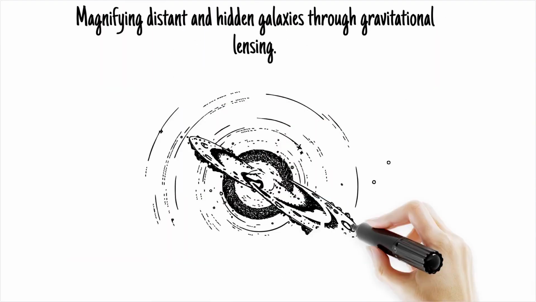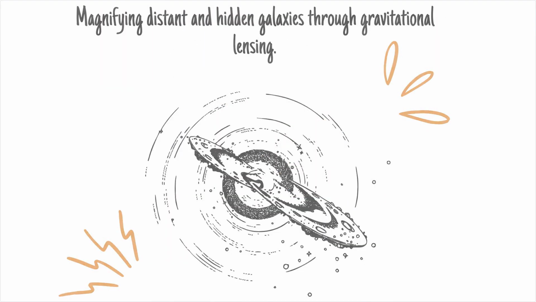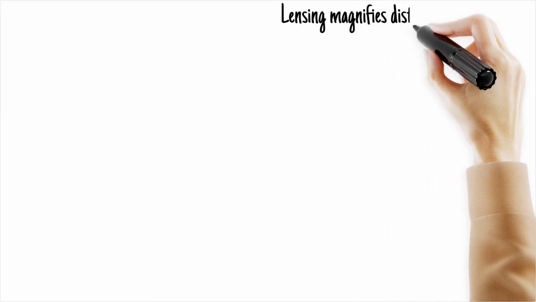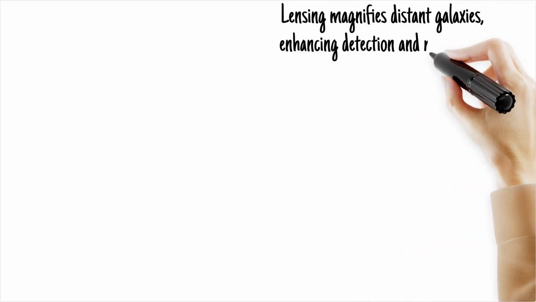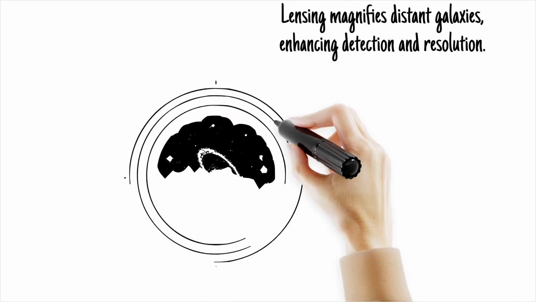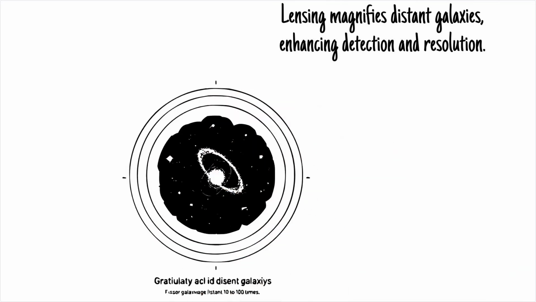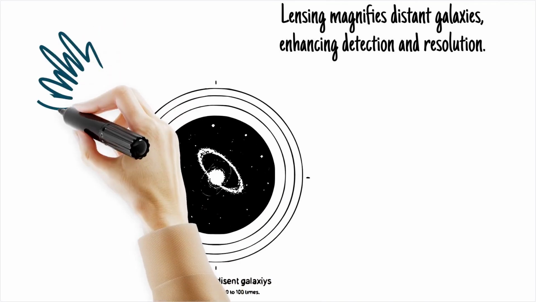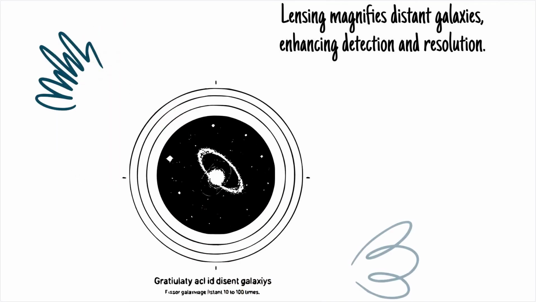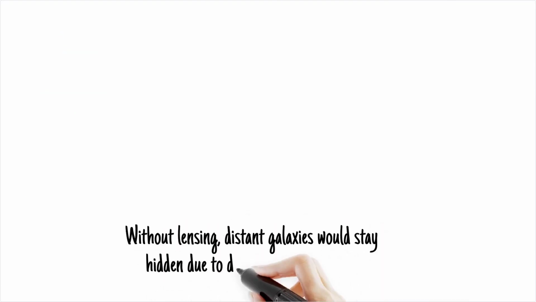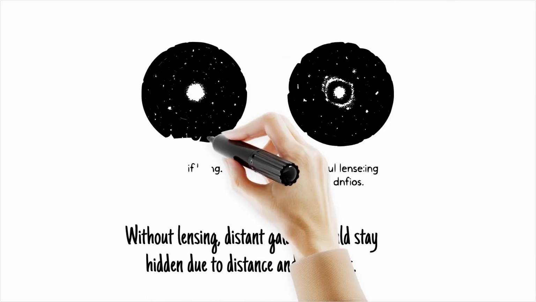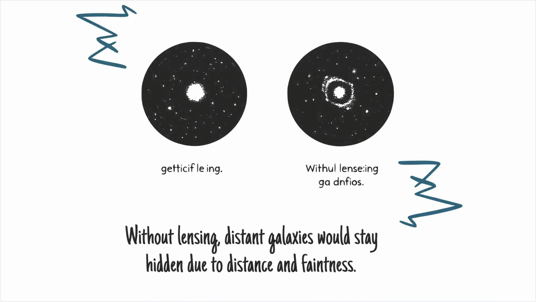3. Magnifying distant and hidden galaxies. Gravitational lensing can magnify distant galaxies by factors of 10 to 100 times, making faint galaxies detectable. This magnification also increases the resolution, allowing astronomers to study the structure, star formation, and chemical composition of galaxies from the early universe. Without lensing, these galaxies would remain hidden due to their immense distance and faint brightness.